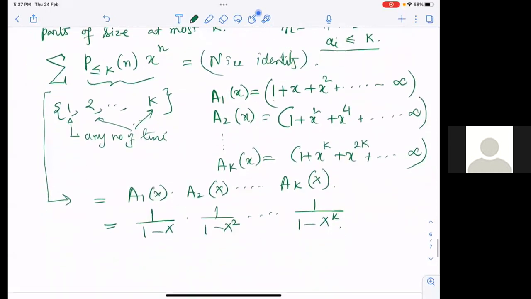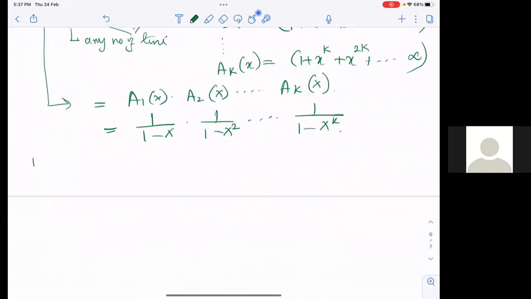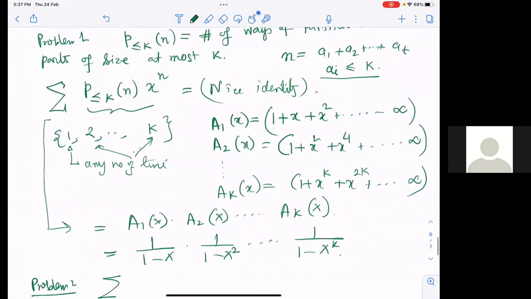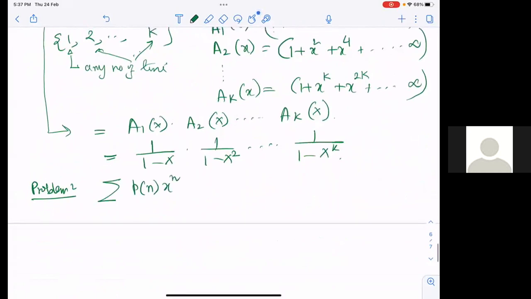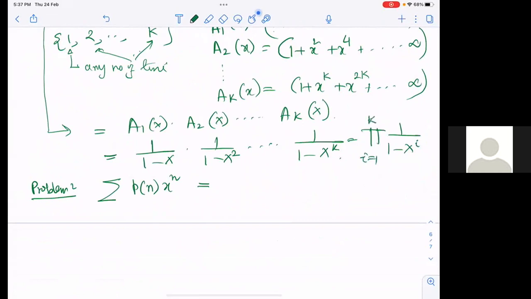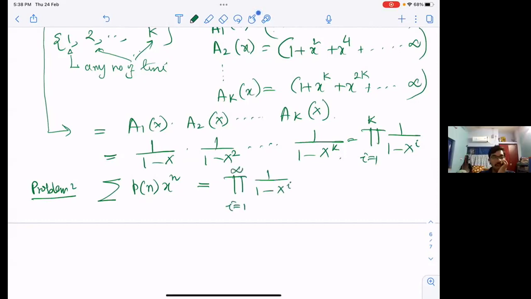Okay, so let's modify the problem a little bit. It will be immediate. Let's remove this less-than-or-equal-to condition and just write the sum of P_n x^n. So what will be the identity for it? Let's write it as a product. There is no bound. You can use anything that you want. So obviously by the same argument, you can have an infinite product.